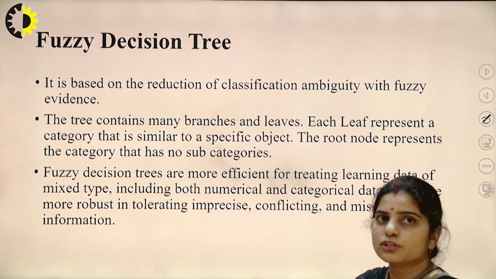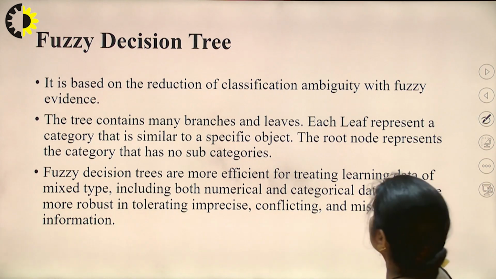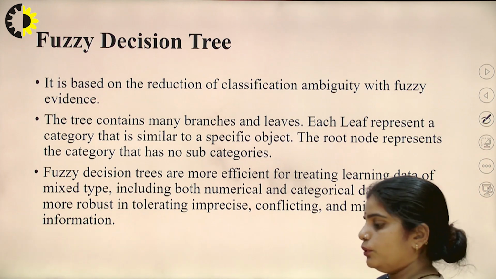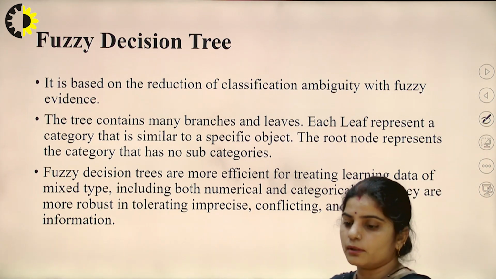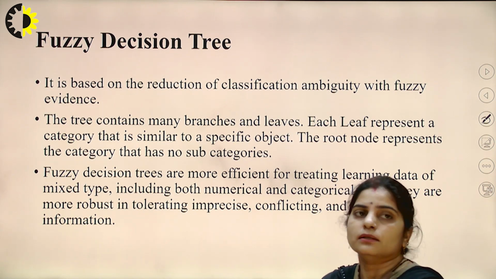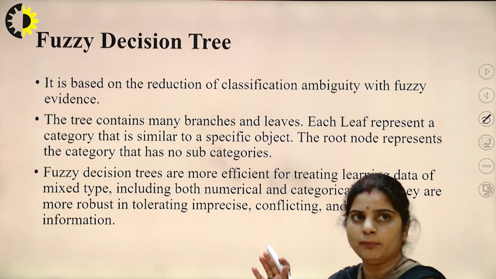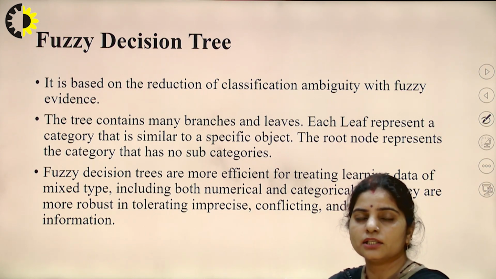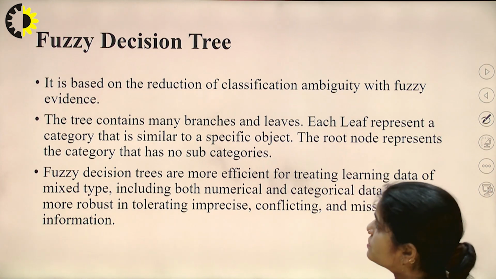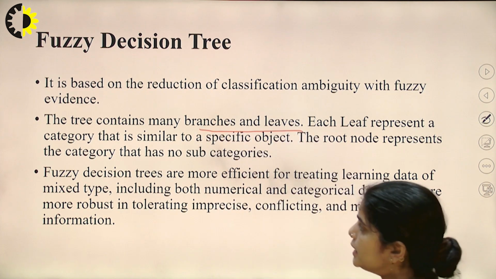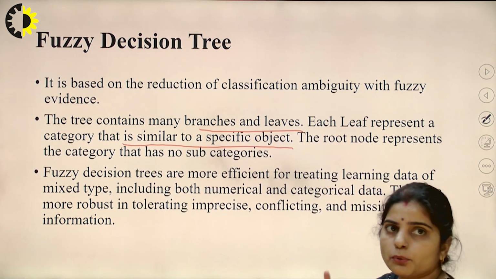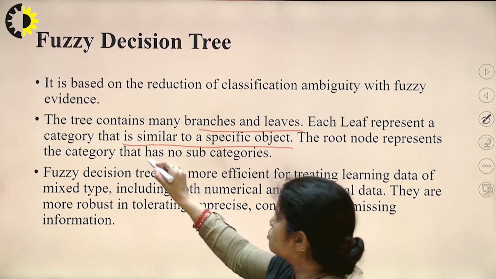It is based on the reduction of classification ambiguity with fuzzy evidences also. Here also, just like a decision tree, in which on the basis of the rules or the data provided, we build a decision tree. So here also the tree will be maintained, but the initial data given here is fuzzy evidences. This tree also contains many branches and leaves, and each leaf represents a category which is similar to a specific object only. The root node represents that category which has no subcategories.